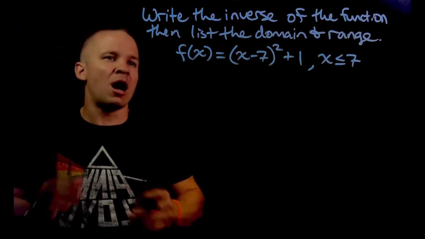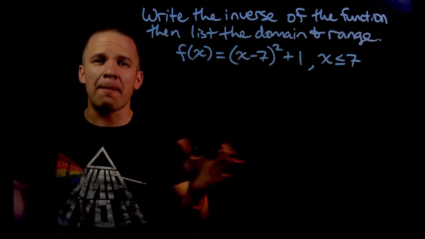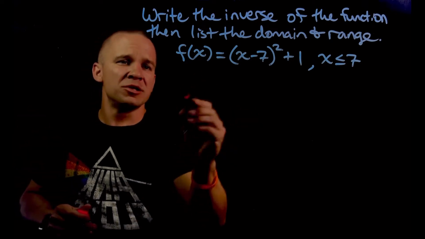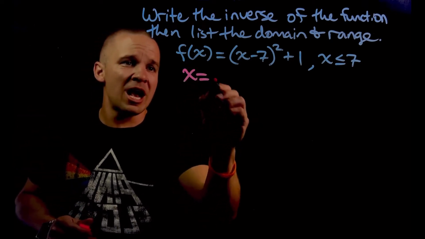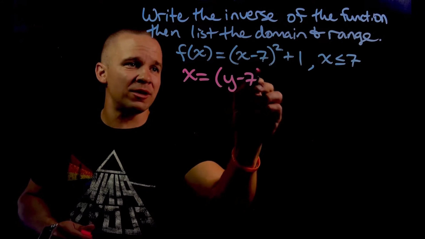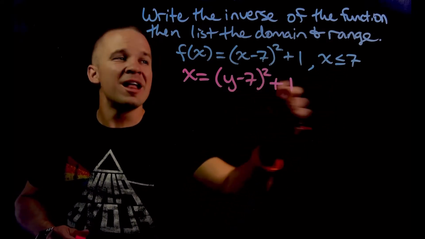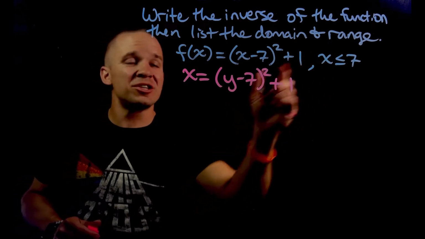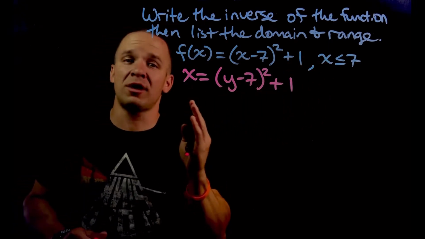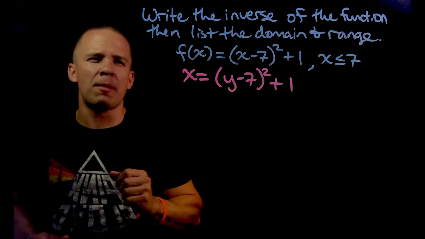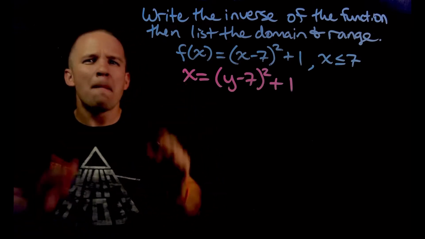Let's get after it. All right, so to find my inverse, first step, swap my x and y's. So this is going to be x equals y minus 7 squared plus 1. Also, what is that right there? That is a domain restriction. It's saying this graph only exists to the left of positive 7. Maybe that will come up later. All right, back to the action here.